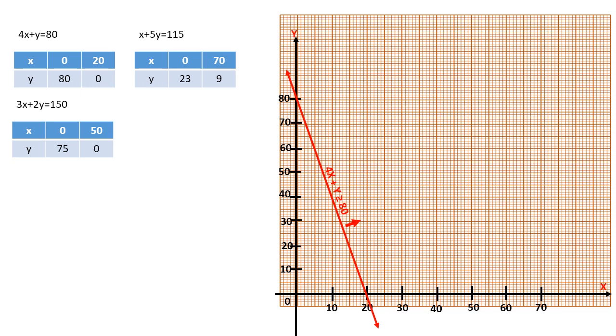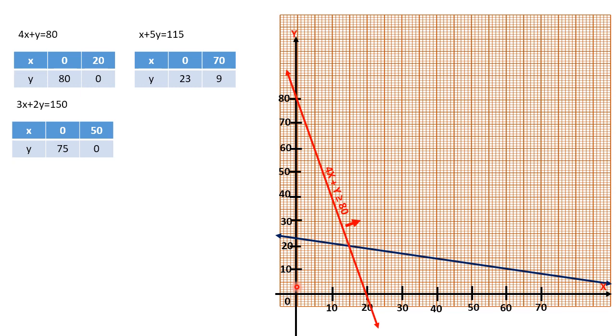Next is 0, 23. Here 0, 23 comes between 20 and 30, somewhere here. Next is 79, 0. 70, then we have to go 9. That 9 means close to 10. So you have to count. Here there are 10 small lines, so I am taking exactly here. And according to your graph sheet, you have to plot the points. So join these 2 points.